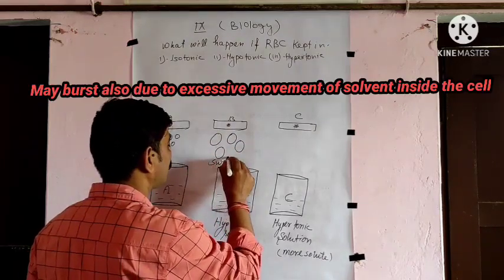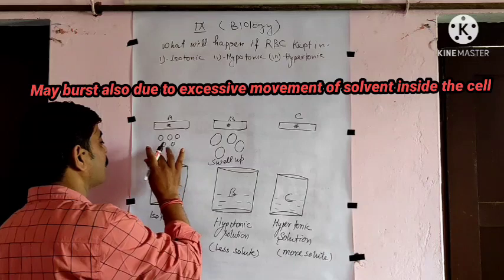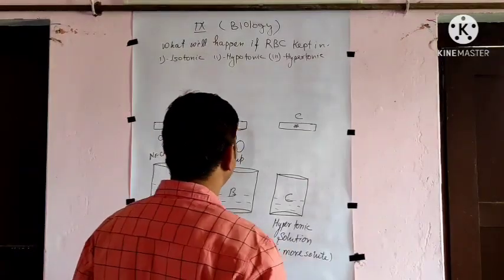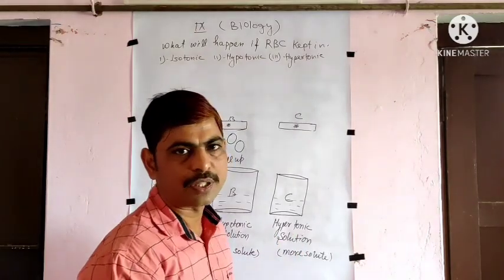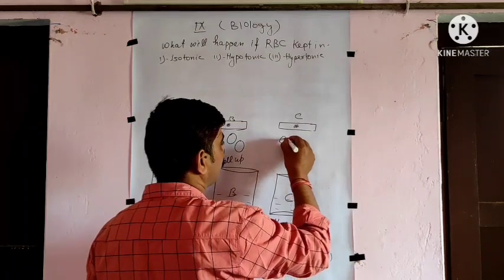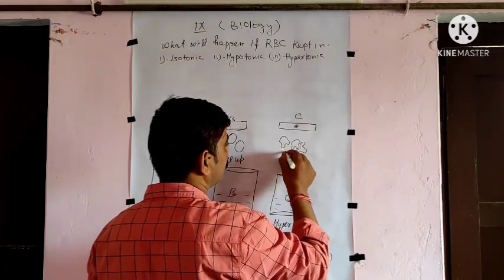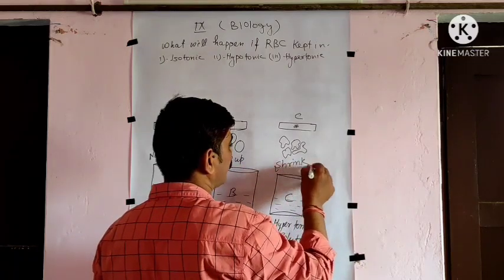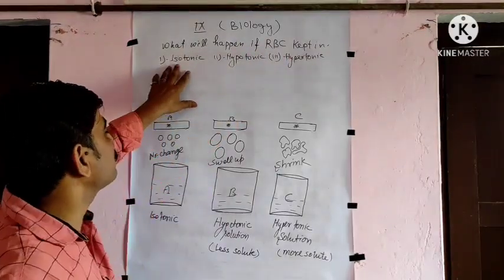Swell up. RBC. No change. No change in the size of RBC. And here, perhaps you guessed, the solvent concentration is less in the surrounding medium and more inside the cytoplasm. So the solvent moves from inside the RBC to outside. Okay, and as a result what will happen to the RBC? Shrink.